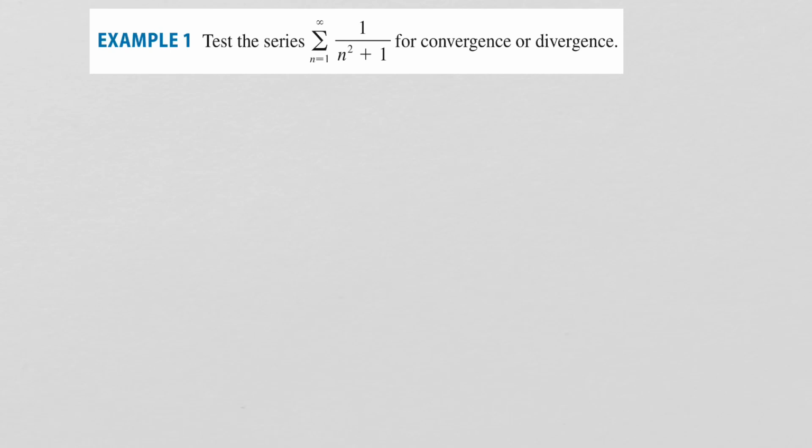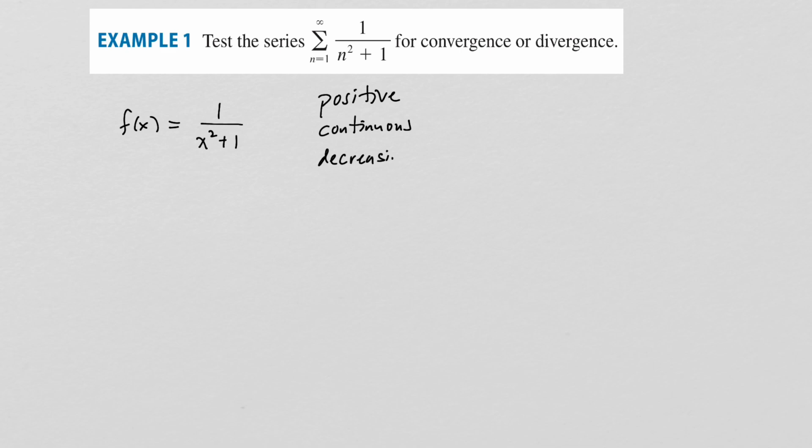So in our first example, we want to test whether the series summation of 1 over n squared plus 1 is convergent or divergent. So let us first think about the function corresponding to this, which would be 1 over x squared plus 1. We need to check to make sure that this function is positive, continuous, and decreasing prior to using the test. Well, it most certainly is positive because when you plug in any value of x, this is always going to be a positive number here.